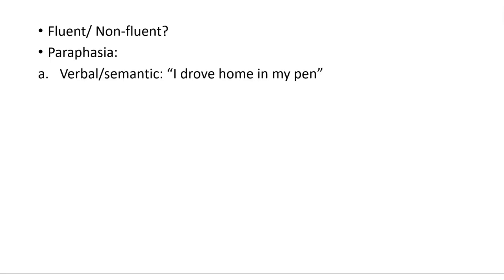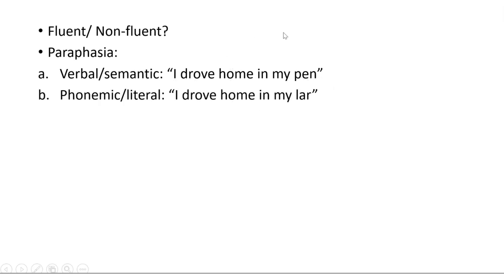The first thing is verbal or semantic paraphasia, wherein he drops the entire word which is supposed to be used and uses an unrelated different word. For instance, I drove home in my pen. Now, pen is absolutely not right for this particular context. It's just some other random word. But this word exists in the dictionary. This is a word that is very much present in the dictionary, but it is not right in this context. So when he's using words like this, then it is called verbal or semantic paraphasia.